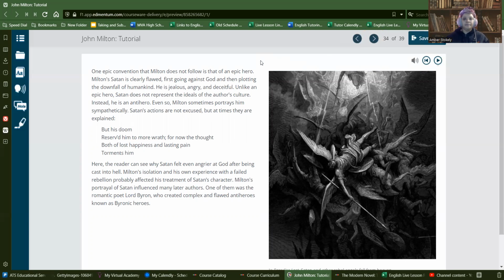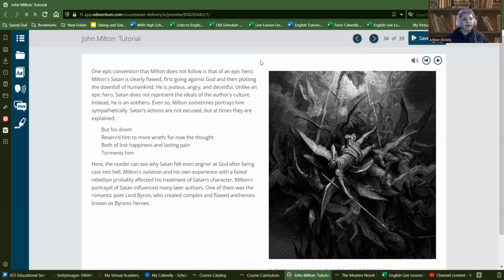So in the Odyssey, we have Odysseus. In Dante's Inferno or the Divine Comedy, we have Dante. In Beowulf, we literally have Beowulf. He's a big hero. All of these are epic heroes. But Milton's main character here is actually Satan. And we get to see how flawed he is.